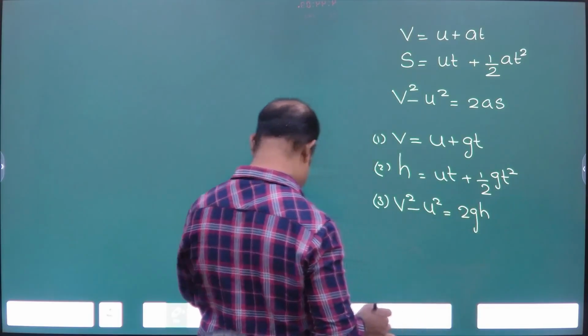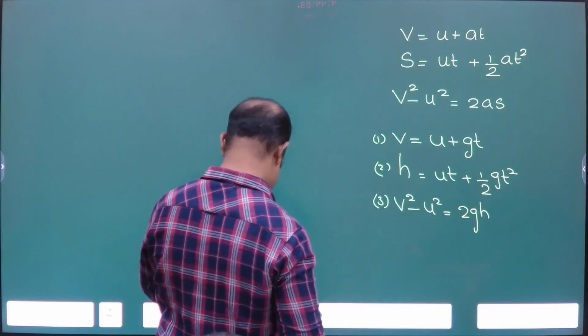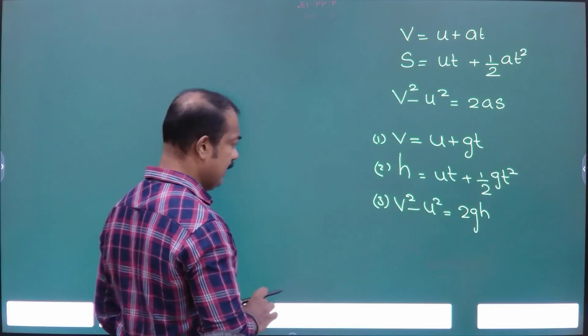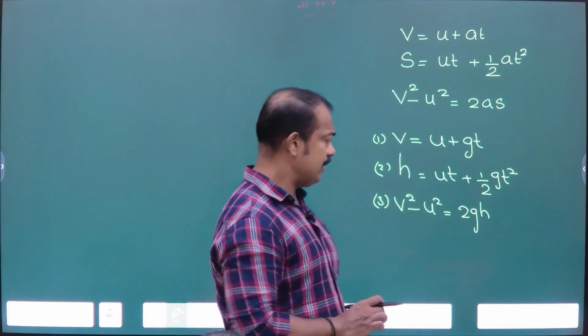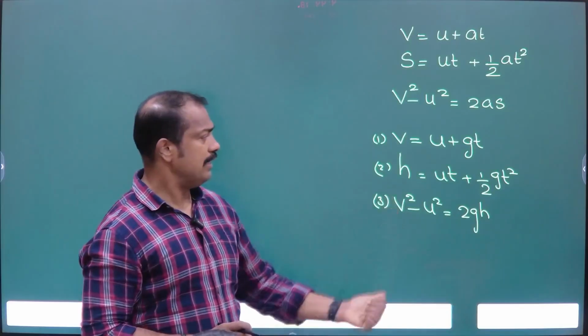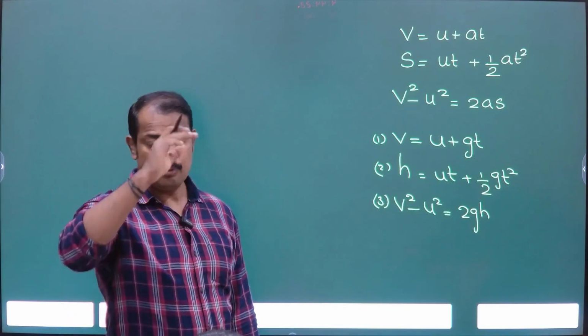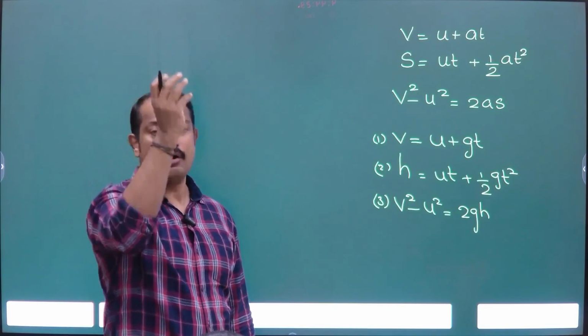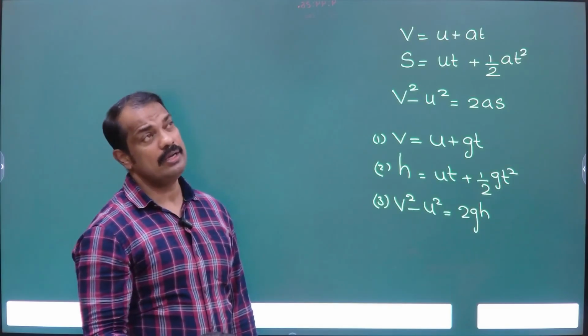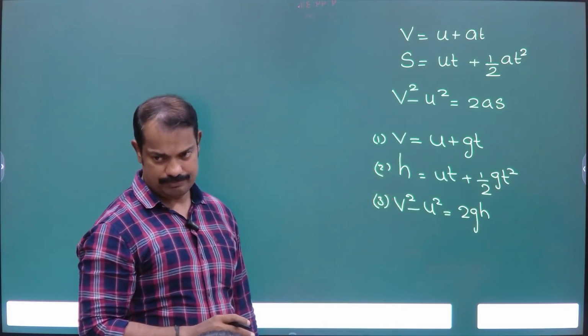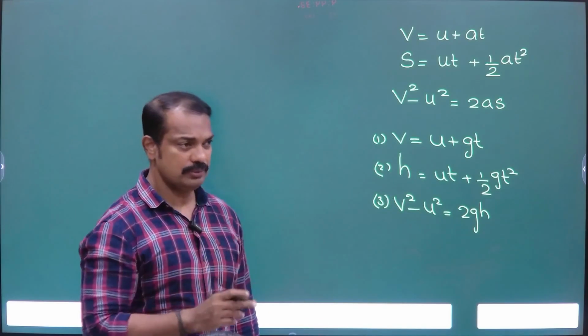So replace A by G and S by H, in the case of vertical motion. If an object is falling downward, if an object is thrown upward, in both cases apply this formula. फिर पढ़ा है horizontal motion में.